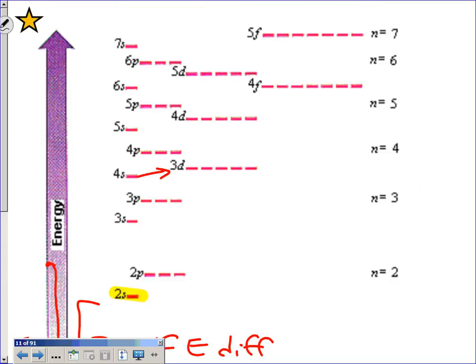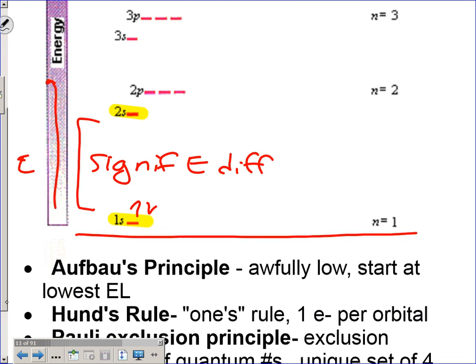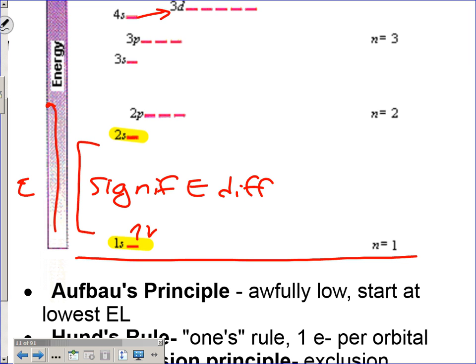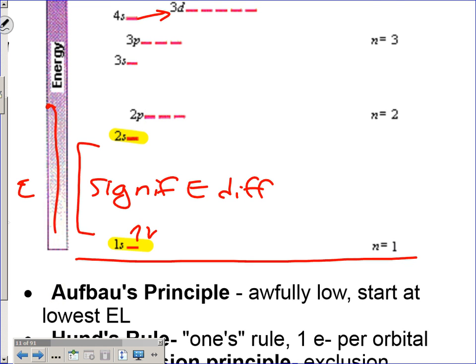And then this is the Aufbau diagram. What was the Aufbau rule? Aufbau, 'awfully low'. You start with the lowest and then what? Work your way up. If you remember that when you hit the D block, you subtract 1 from the principal quantum number or the shell number, you're good. If not, you have to memorize the Aufbau diagram. Okay? 1s, 2s, 2p. So far, so good.